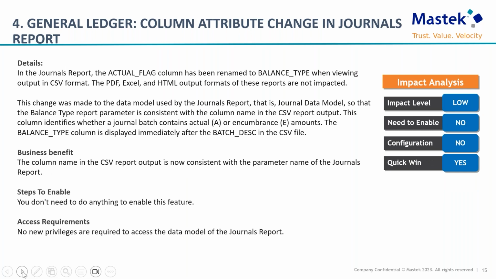The next feature is column attribute change in journals report. Now the attribute actual underscore flag is renamed as balance type. If we view the journals report in CSV format, it is replaced with the name actual underscore flags, while other formats are not impacted at all. This change is made in the journals data model so that the balance type parameter is consistent with the column name in the CSV report generated format. The balance type column is displayed immediately after the batch description in the CSV file.